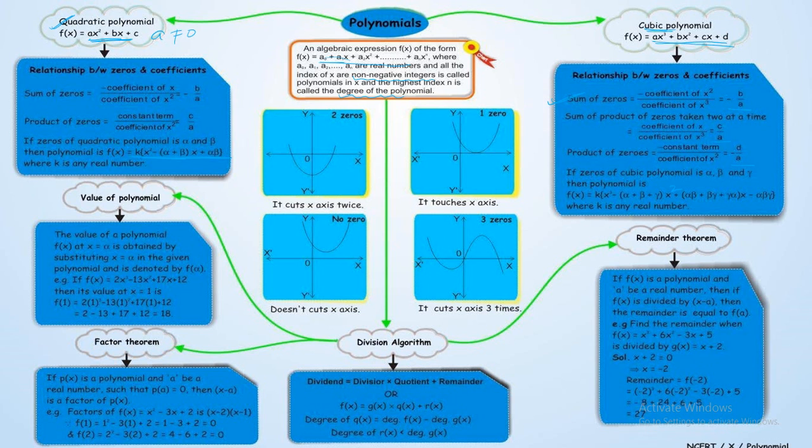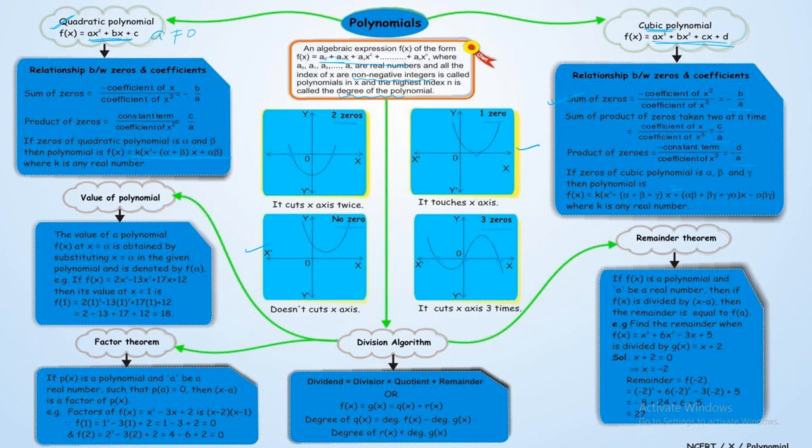How can you say the number of zeros? The number of points where the graph cuts the x-axis, or intersects the x-axis, gives me the number of zeros. In the first figure we have 2 zeros because it is intersecting the x-axis at 2 distinct points. In the same way, in the second figure it is touching at only 1 point, hence it has 1 zero. In the next figure there is no zero because it is neither intersecting nor touching. Next, in the fourth figure, if you observe, it is intersecting the x-axis at 3 distinct points, hence it has 3 zeros, right?